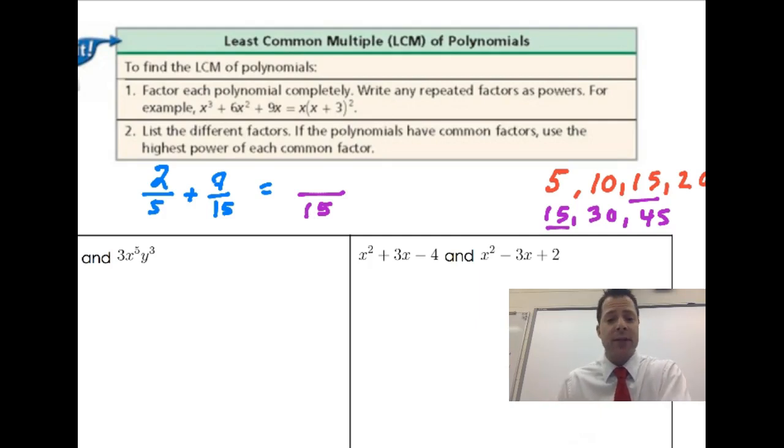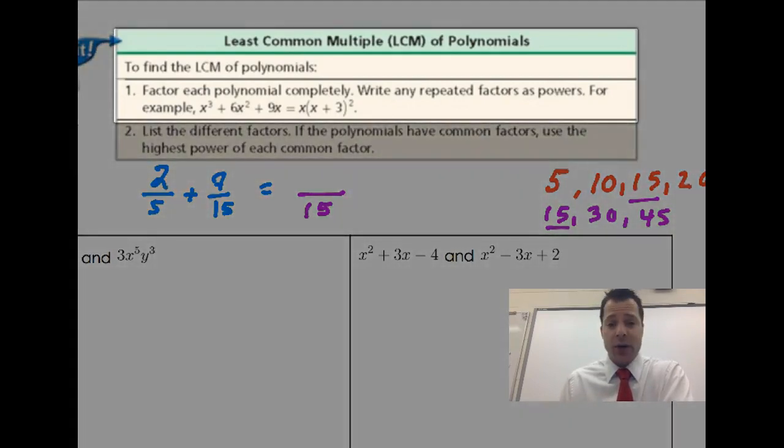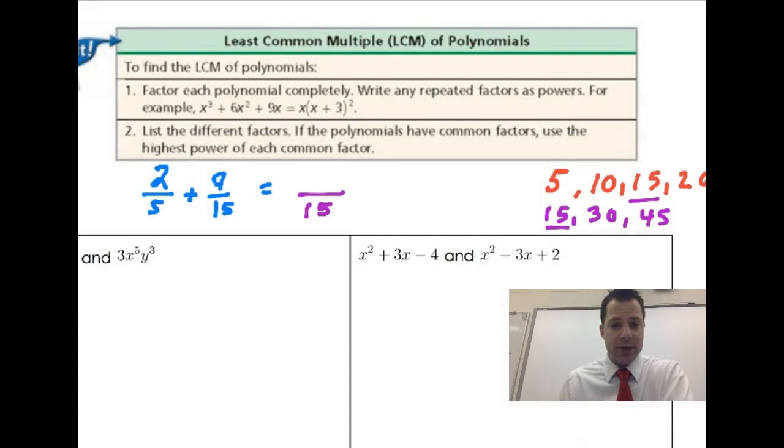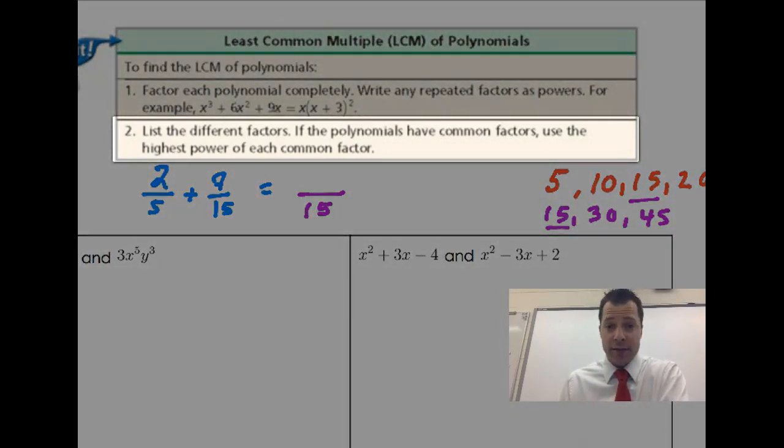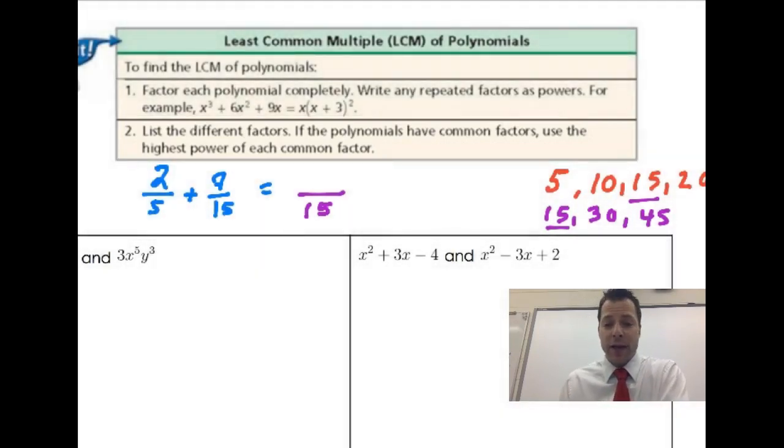There are only 2 steps here. It says factor each expression completely, and write any repeated factors as powers. For example, x cubed plus 6x squared plus 9x equals this. They break it down so that there were 2 factors of x plus 3, so they squared it. Then list all the different factors. If the polynomials have a factor in common, you're going to use it, but you're going to take the highest power. For example, the factors of 15 are 5 and 3.